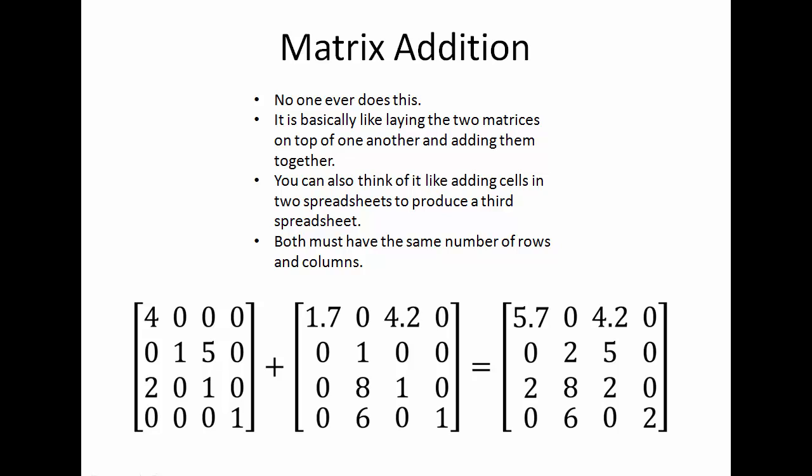If you look at it, you can see that 4 plus 1.7 is 5.7, 0 plus 0 is 0, 0 plus 4.2 is 4.2, and then down in the next row, 0 plus 0 is 0, 1 plus 1 is 2, 5 plus 0 is 5, and so on and so forth. You can see that we're just adding each individual number together, but we don't use this in game programming, so for us this basically doesn't matter.